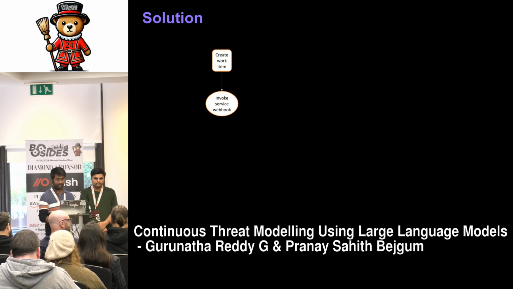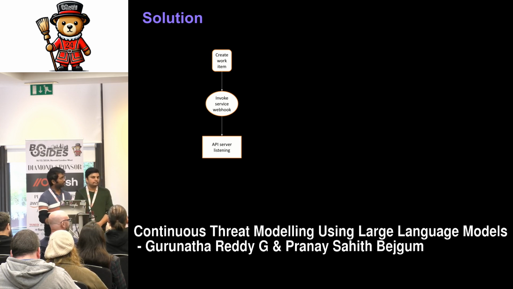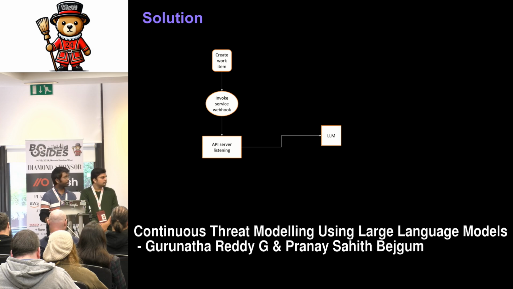The server is listening for events, and that event could be in the form of webhooks. The API server accepts that API call, and the call body contains, let's say, a JSON with the content of the user story. It can contain the title, the description, the project it belongs to, and the parent feature it belongs to. All these details are then parsed by the API server, and now we have the content of the user story. Now we can send that information to the LLM for threat modeling.